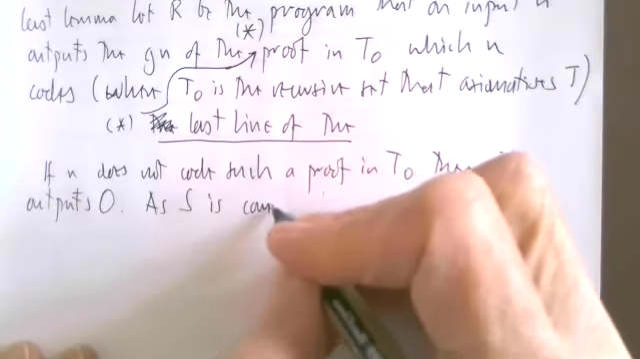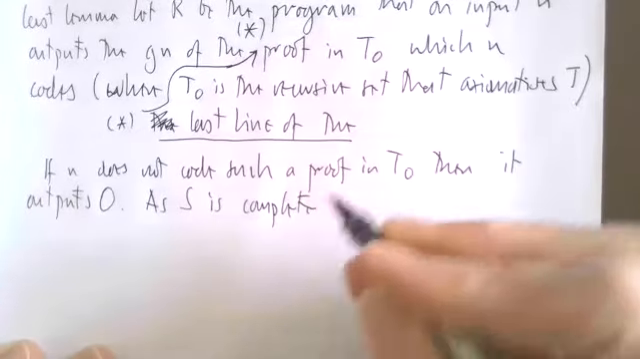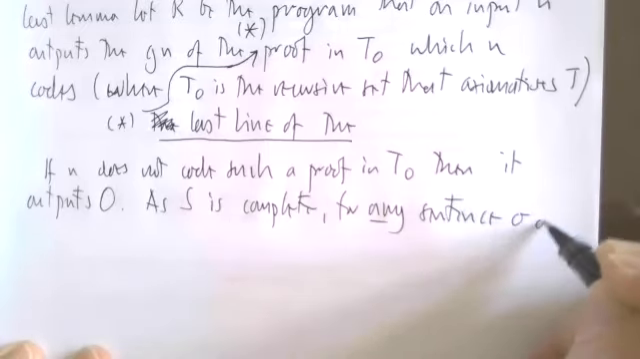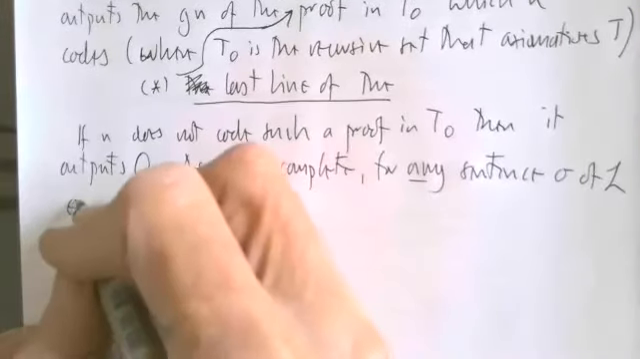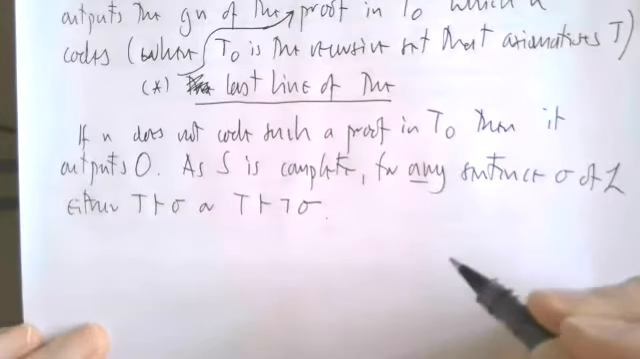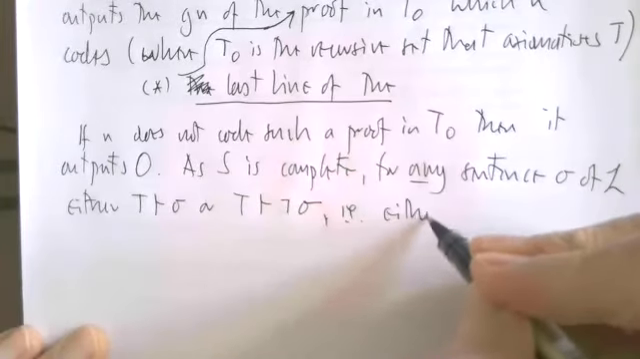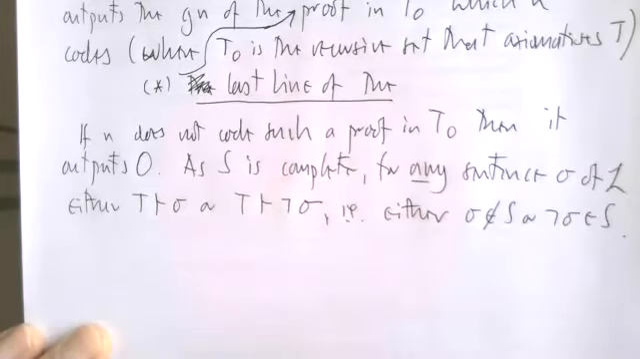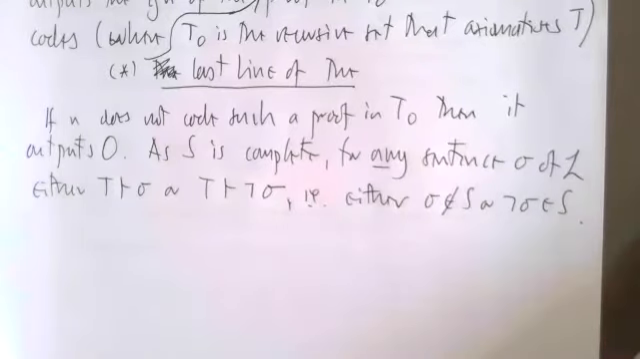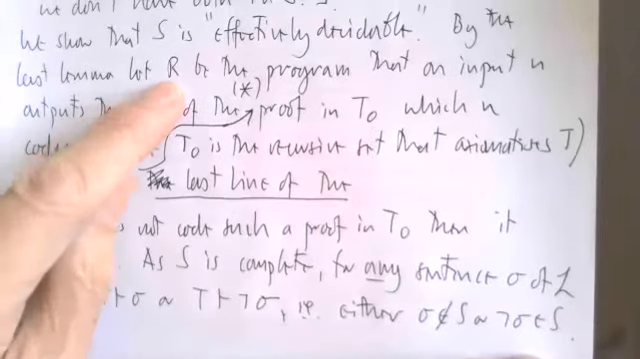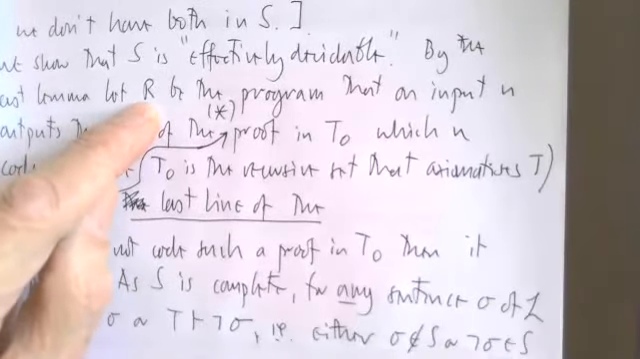So as S is complete, for any sentence sigma, either T proves sigma or T proves not sigma. Well, it's the same thing: either sigma is in S or not sigma is in S. So as we run the procedure R, after a finite number of steps, we'll have discovered which one of these it is.